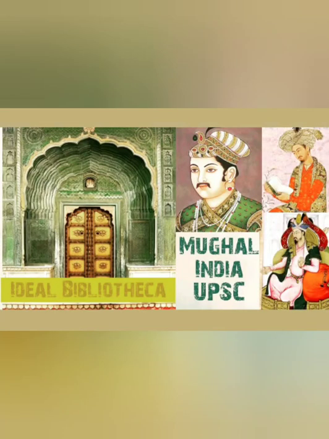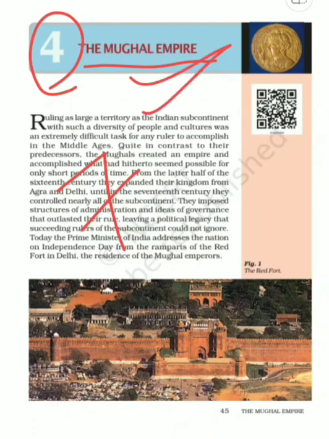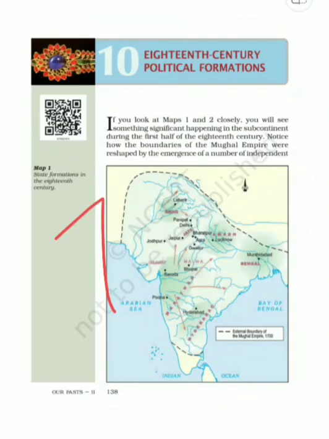Let's get started. In NCERT class 7, chapter 4, we have the Mughal Empire, and we need to go through this Mughal Empire to know about the Mughals. And in NCERT class 7 again, chapter 10, we have the 18th century political formulations, where the declining of Mughal India, the declining of the Mughal Empire, and the Mughal Empire during the 18th century, who all were there, what were the reasons for their declining, and everything is given. So we need to see to that chapter 4, and then we need to see to that chapter 10.